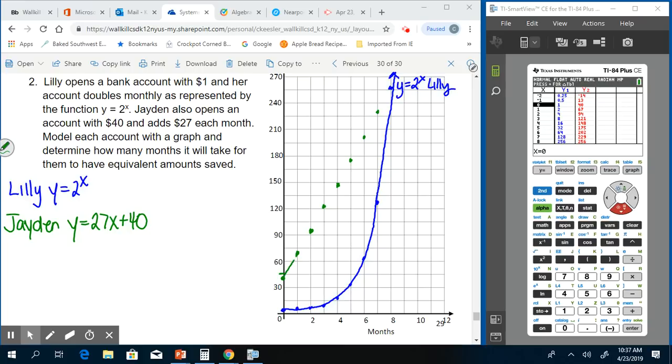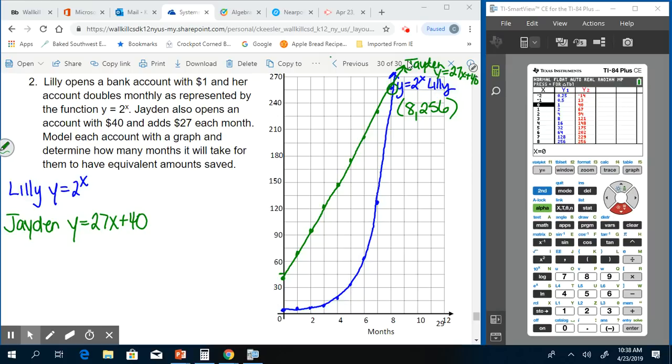Then we can draw a straight line through those points with an arrow at the end. Label that one Jaden, or y equals 27x plus 40. All right, so our point of intersection right there is the 8, 256. So we can answer the question with, after 8 months, they will both have $256 saved.